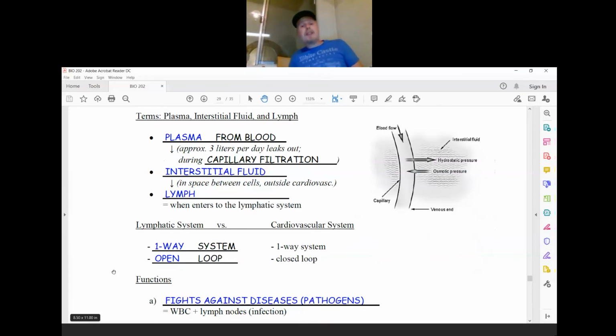We compared the lymphatic and cardiovascular system. We noticed both of them are one-way systems, but whereas the cardiovascular system was a closed loop, there's no clear anatomical openings.